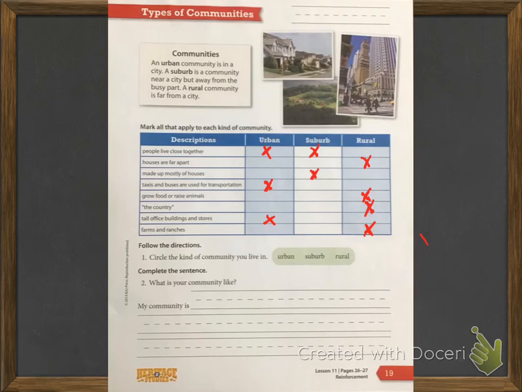I'm going to circle rural because I live out in the country. So I'm going to circle rural. Logan? I live in an apartment. Okay, so that would be suburbs. I live in a house. Me too. You live in a house, so it would probably be suburbs. I live in a neighborhood. So that would be suburbs. The only way that your community would be urban is if you lived in downtown Jacksonville.